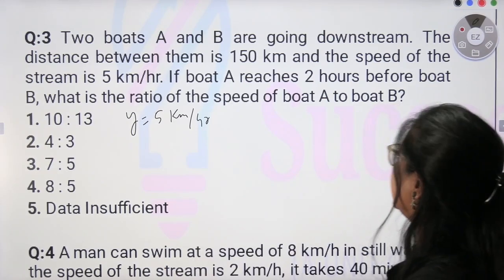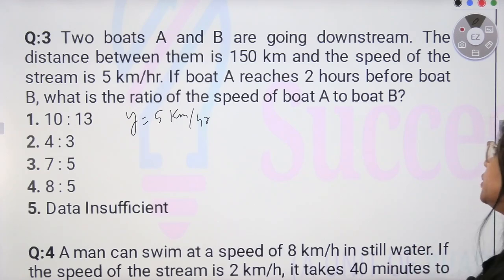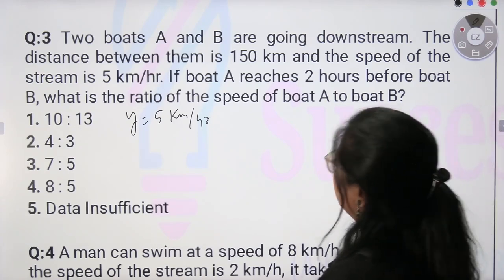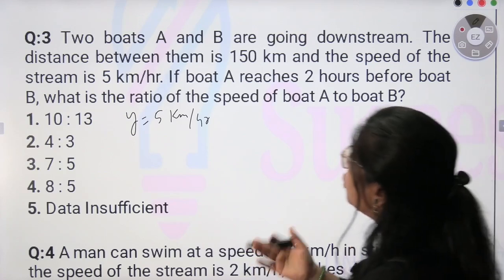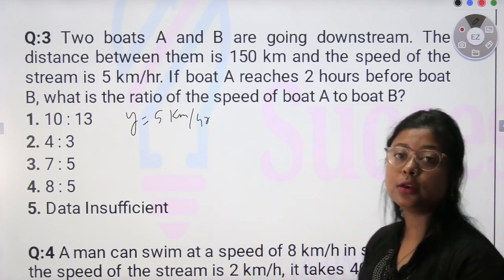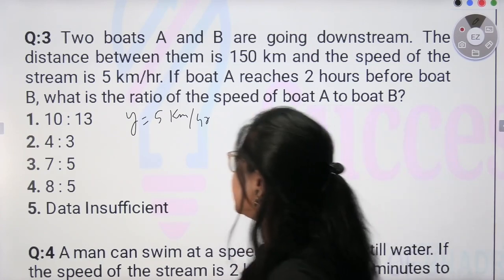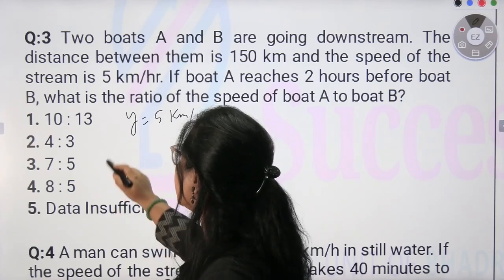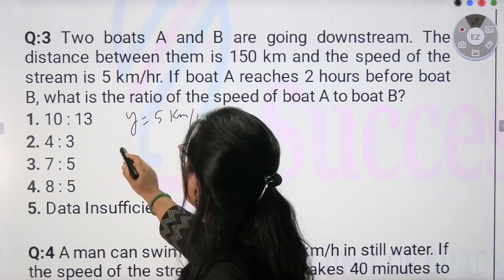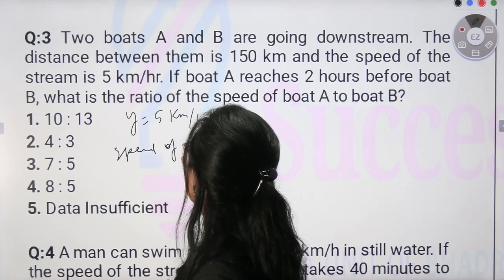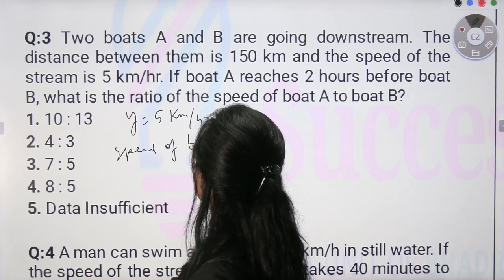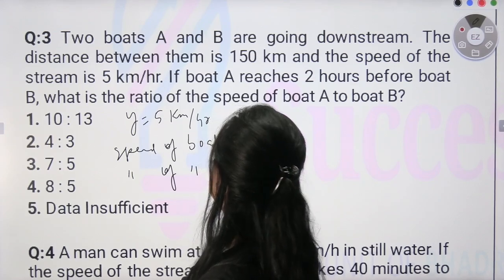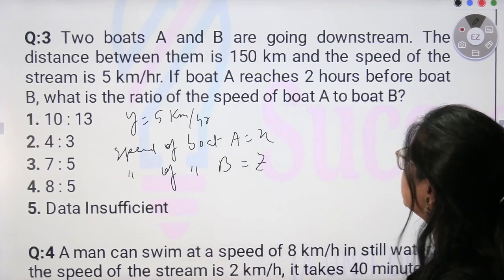Again, both the boats are going downstream. If boat A reaches 2 hours before boat B, then what is the ratio of the speed of boat A to the speed of boat B? Fine. So you are given y, the speed of the stream, as 5 km per hour. Then we consider the speed of boat A as x and the speed of boat B as z.